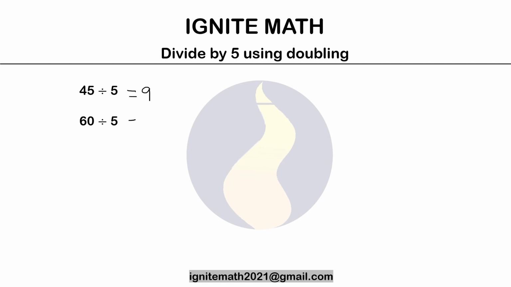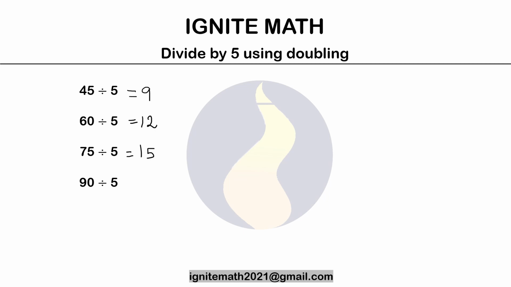60 divided by 5: doubling of 60 is 120, remove the last 0, the answer is 12. 75 divided by 5: doubling of 75 is 150, remove the last 0, the answer is 15.